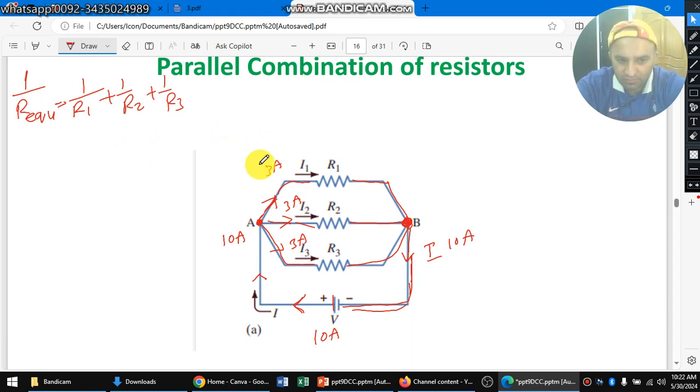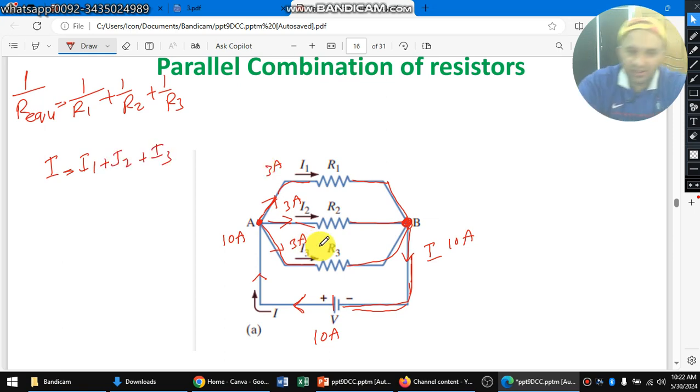Now this means the current I is equal to I1 plus I2 plus I3. Because R1, R2, R3 are different, the current is not exactly 3 ampere in each. So the total current I is divided into three branch currents.